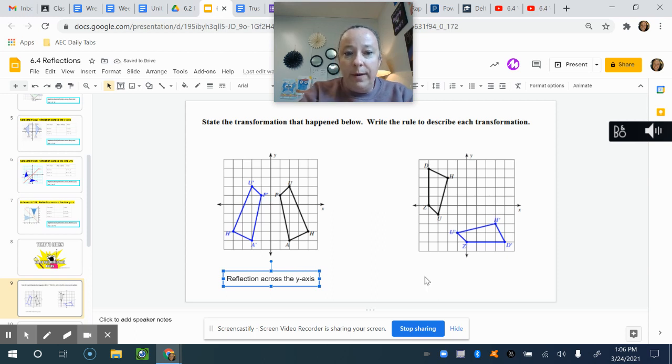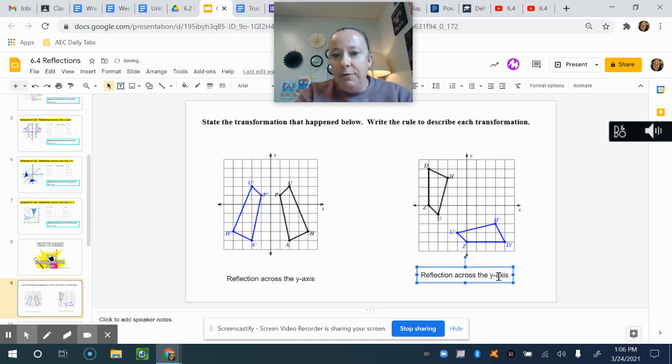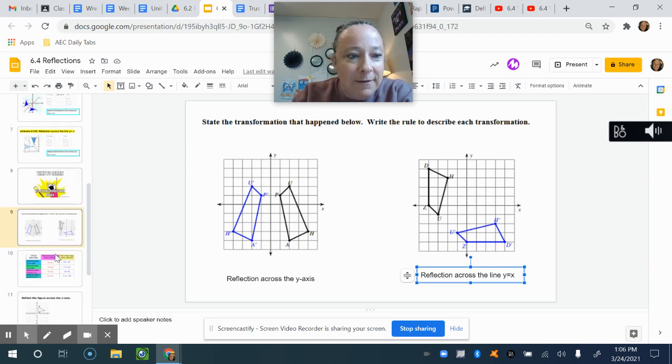All right, let's look at the one on the right. The one on the right is a reflection across this line, y equals x. Pretty straightforward, right? When we're given the picture, we can really see it. We've got this line here, that's the y-axis, and then the line here, that's y equals x.